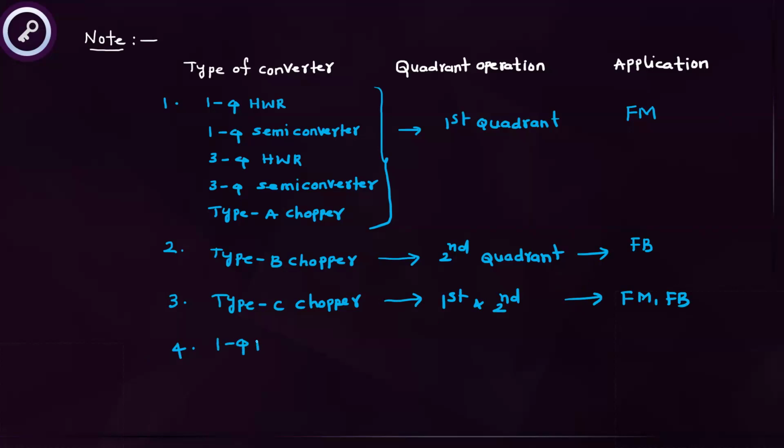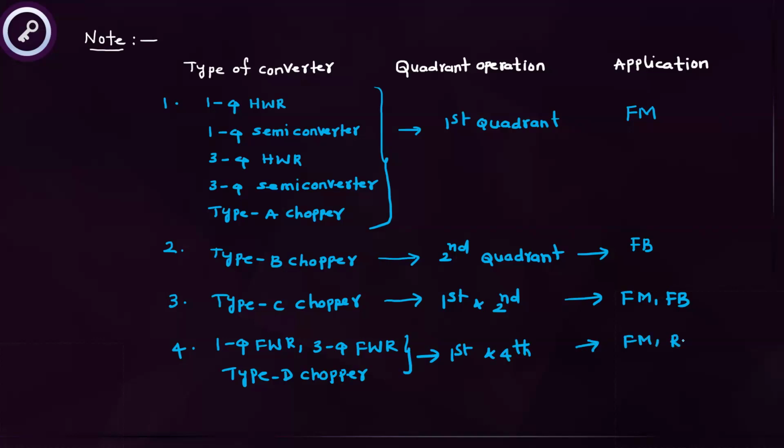Single phase full wave rectifier, three phase full wave rectifier, and type D chopper. This is important. All these converters operate in which quadrants? First and fourth quadrant. This is used for forward motoring and reverse braking, that is regenerative braking.